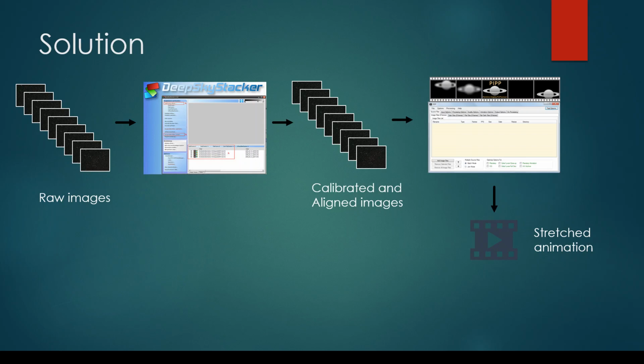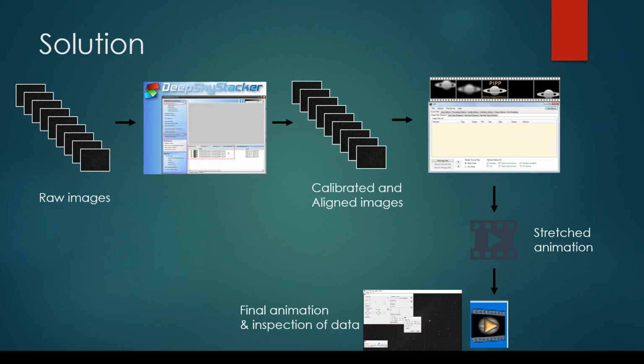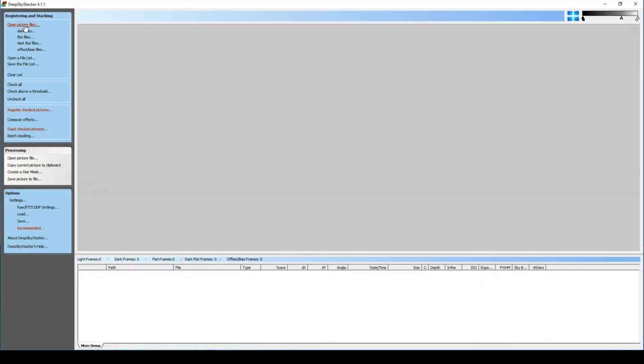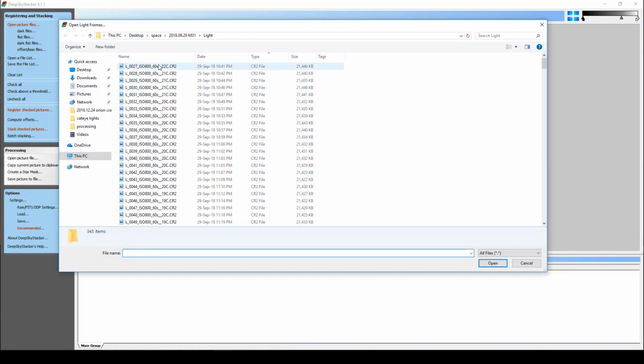And then we use the SER player to inspect essentially the data and stretch it a little bit more. So now I'm going to move to a practical session to show you all of this in practice. Okay, so we'll start with Deep Sky Stacker, and we do basically all the steps that we would do as if we wanted to process our pictures.